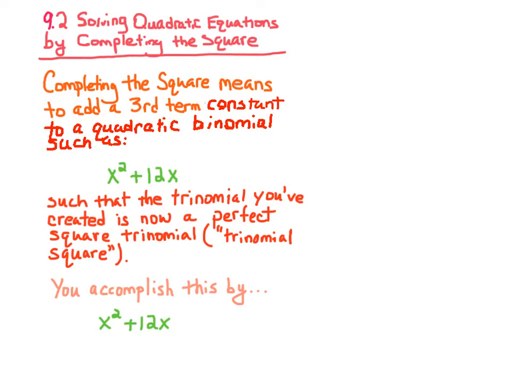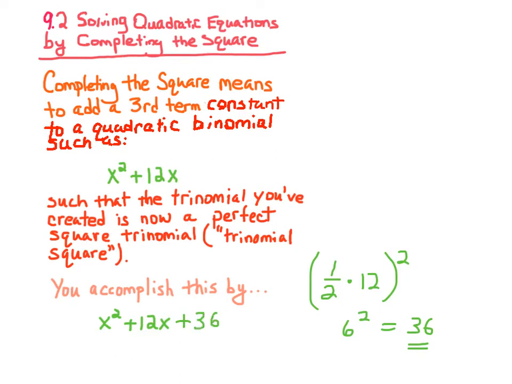The way that we do this is we're going to take half of 12 and we're going to square it and add it to the quadratic binomial. So half of 12 is 6, so 6 squared is 36. So what we're going to add is 36 to complete the square.